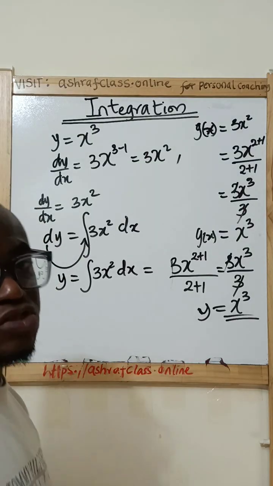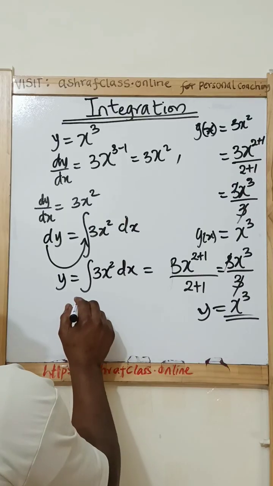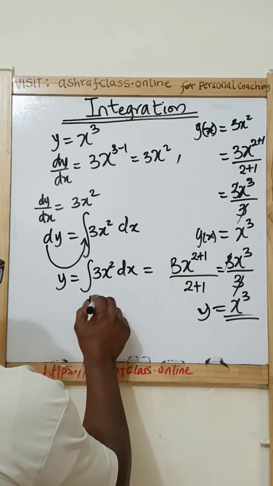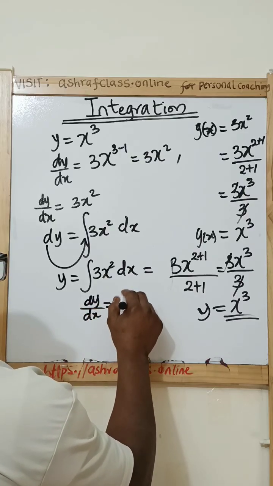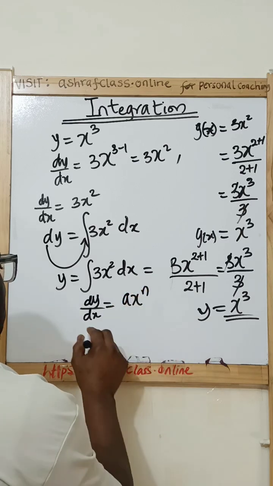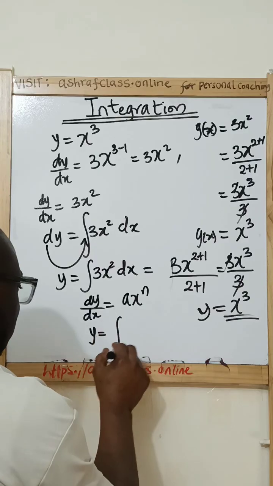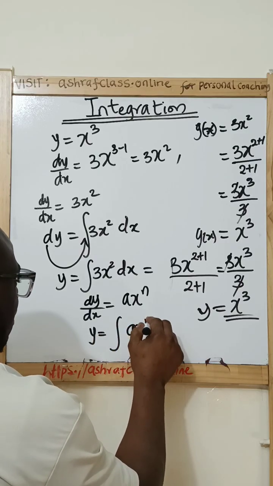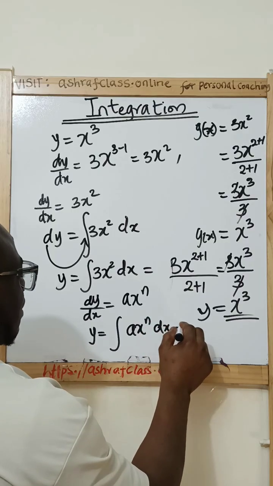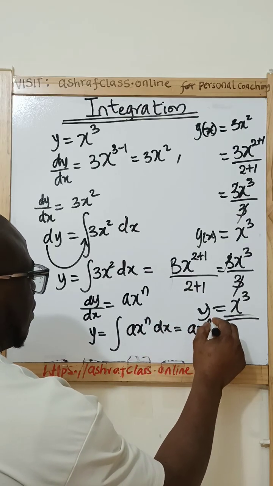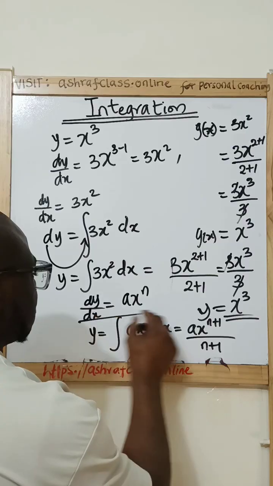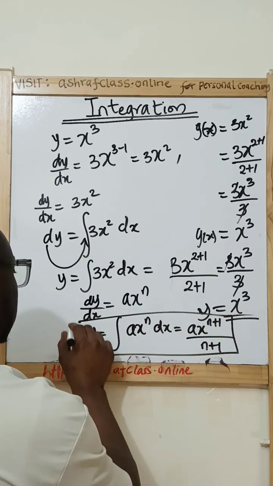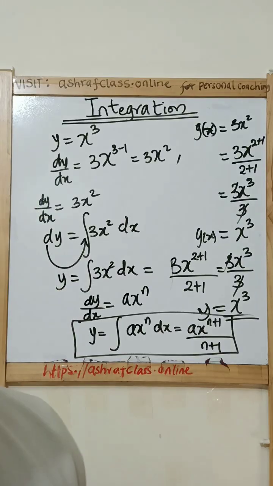So in other words, whenever we have dy/dx equal to ax raised to power n, then y is going to be the integration of ax raised to power n dx, and that will be ax raised to power n plus 1 all over n plus 1. So this is the general expression, and this expression can be extended for more than one term.